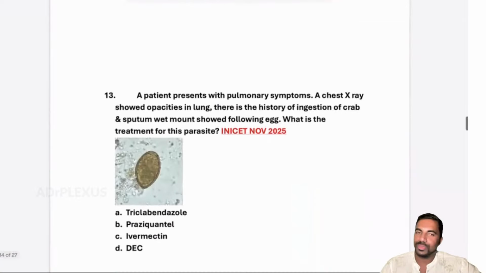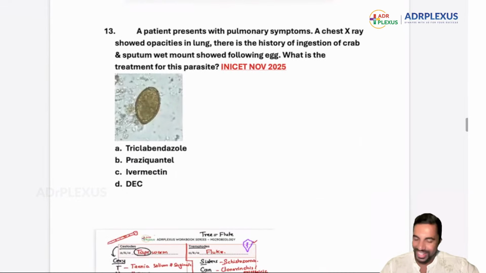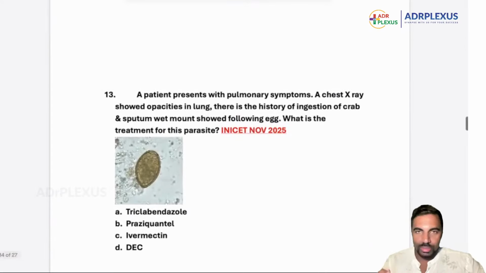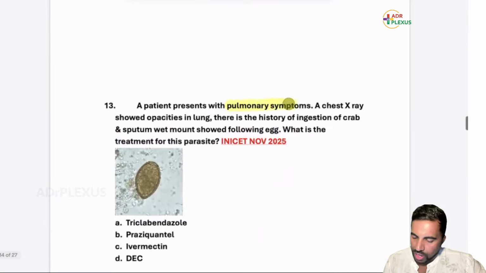There is no, most of the exam Trisha will be there. You can't avoid Trisha, right? Okay. Now what about this question? Here you see the patient with the pulmonary symptom. Okay, patient with a pulmonary symptom, fine. And a chest X-ray showed opacities in the lung.